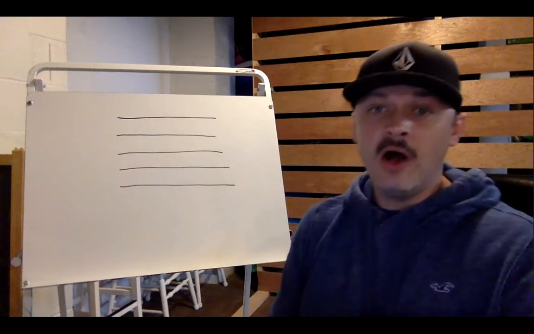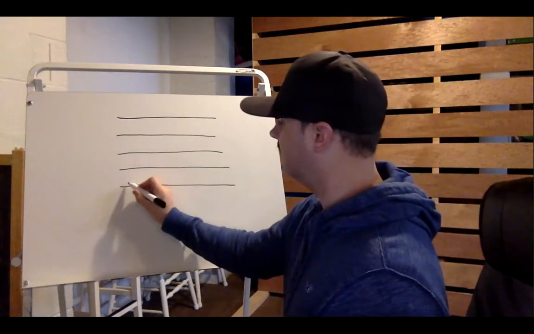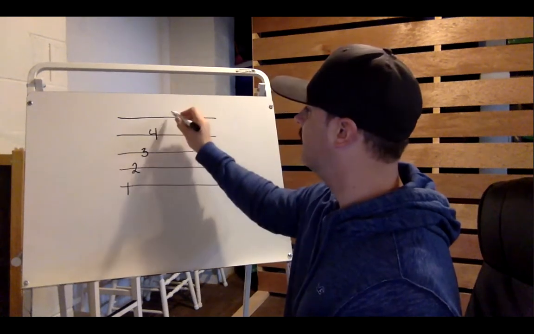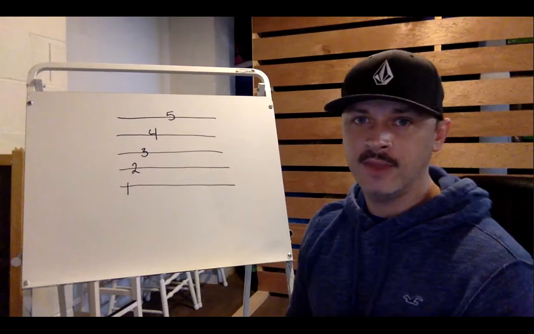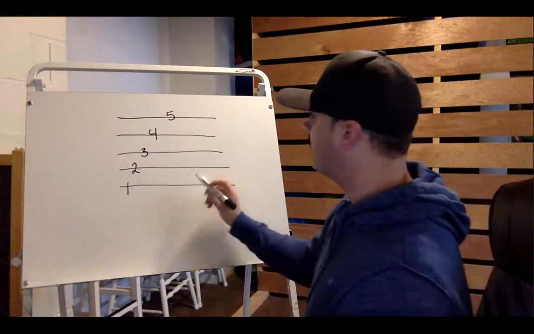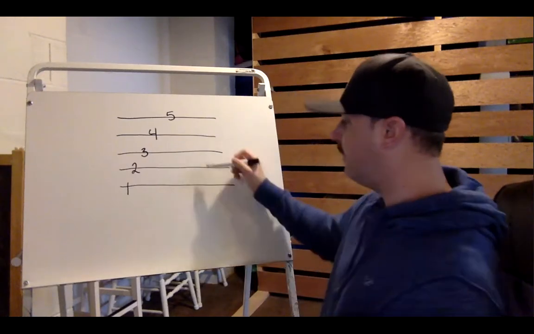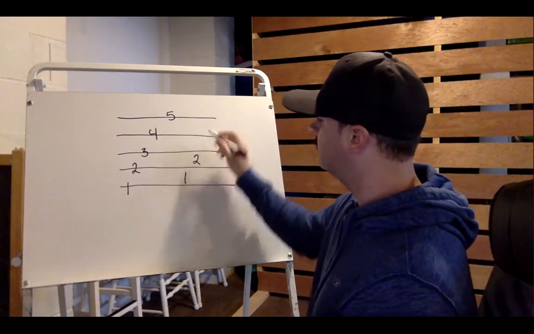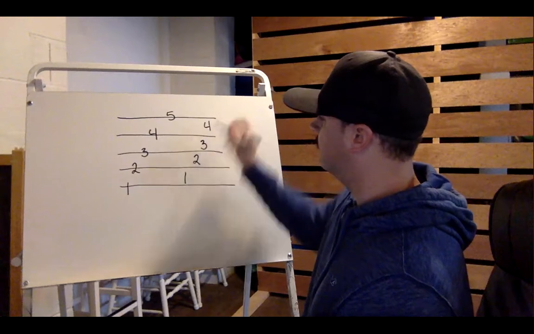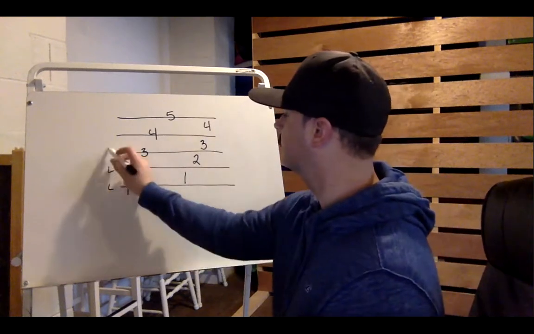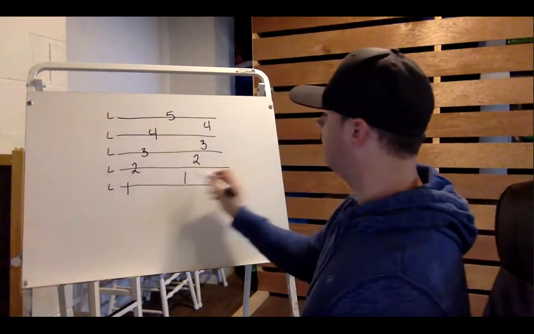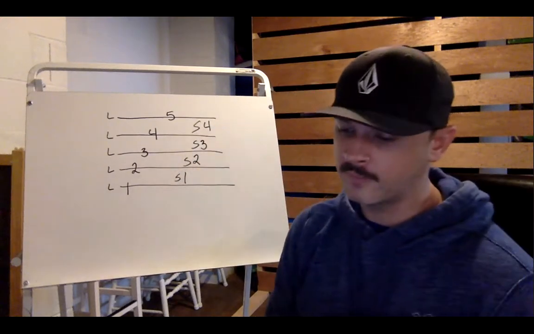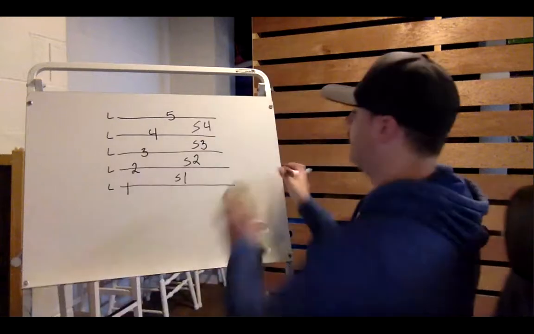And we number all the lines. And we're going to start from the bottom. So this is line number 1, line number 2, line number 3, line number 4, line number 5. Cool? The next part is we're going to number the spaces. And the spaces are what are in between the lines. So here's space number 1, space number 2, space number 3, space number 4. So these are all lines. These are all spaces. Cool? All right.